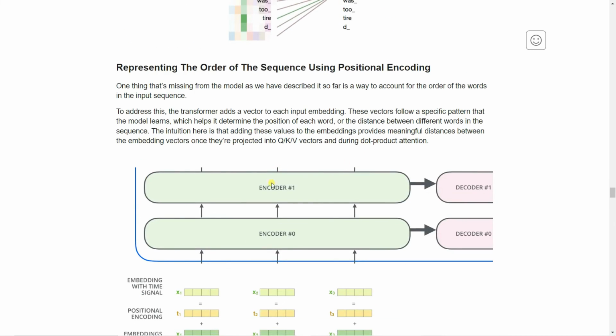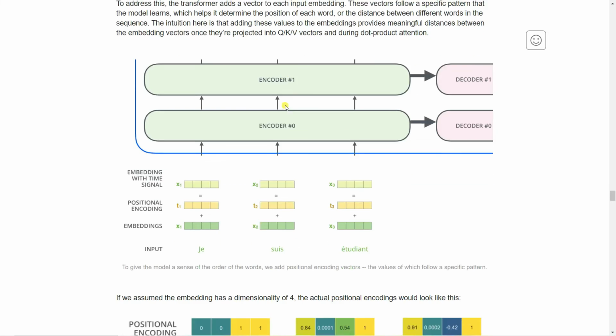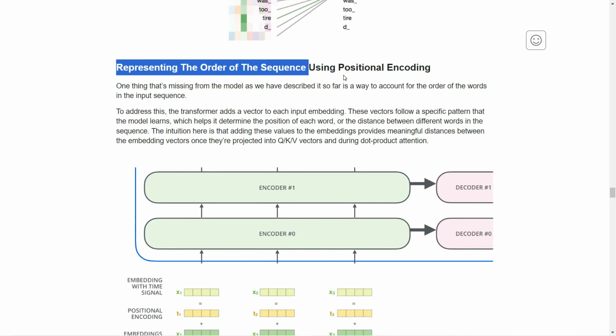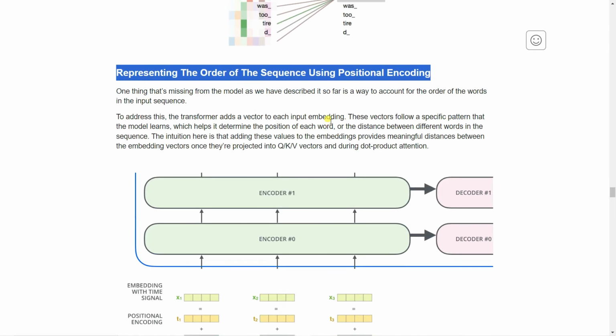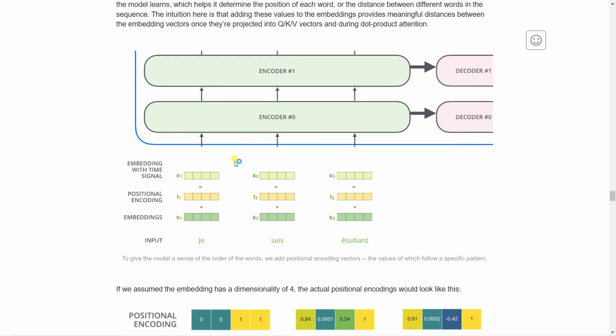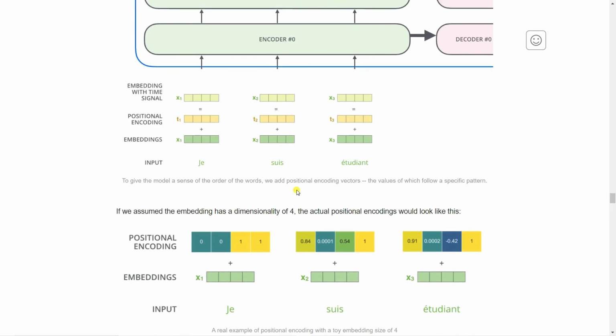Now this is another part. Why should we do the positional encoding? See here, this is another part, called representing the order of the sequence, which is the positional encoding. We have 6 encoder layers, right? So when we do this part, we need to also do the positional encoding. Now the question is, why do we need the positional encoding?